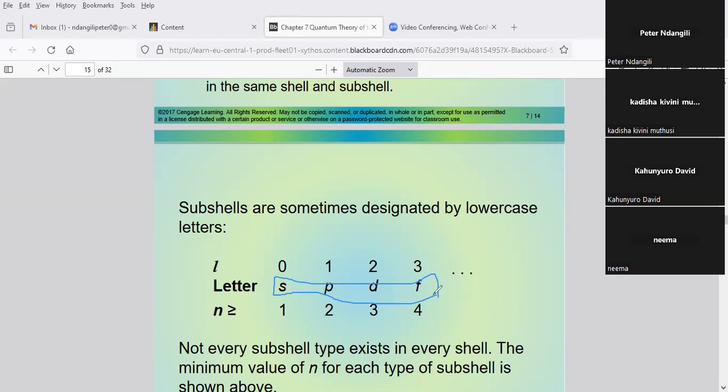Excuse me, sir. Sorry for disturbing, but I don't understand what L is. You don't understand what L is? Yes, I don't understand what L is.